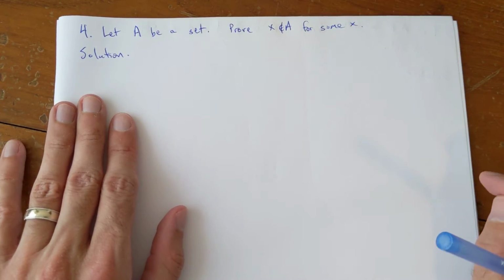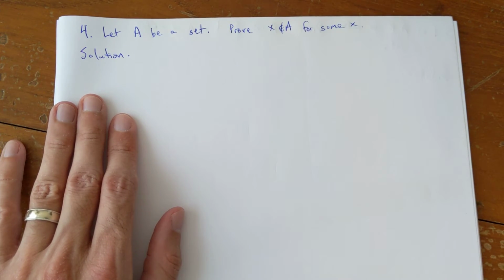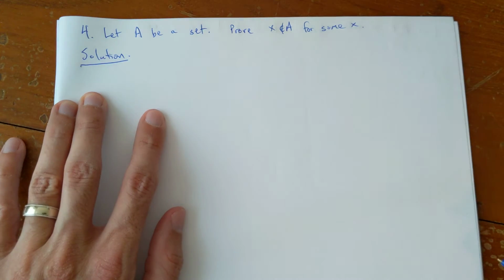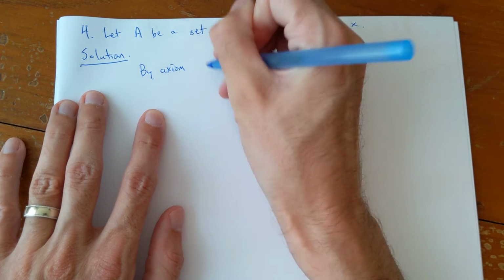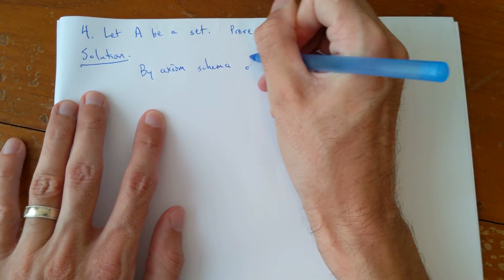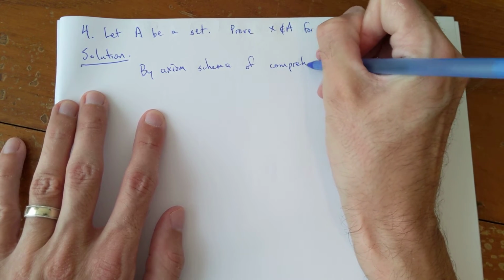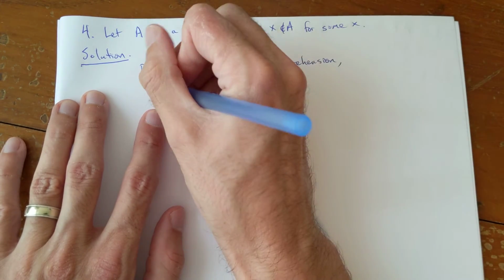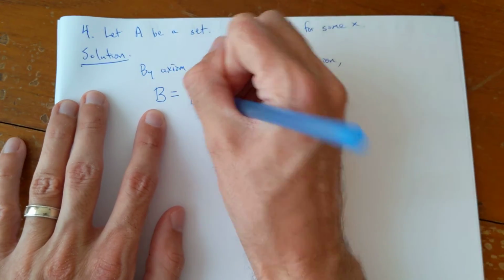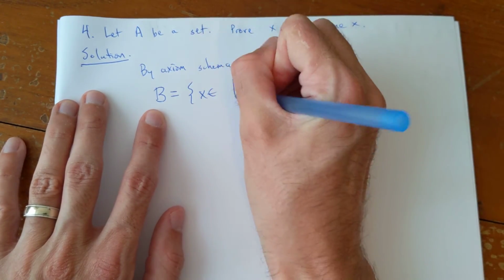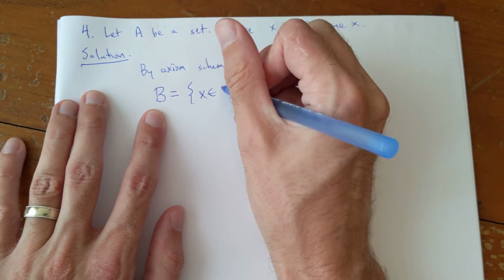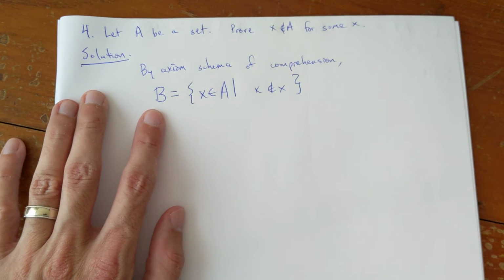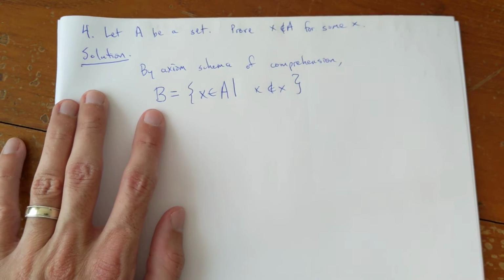Okay, let's move on to question 4. As I may have mentioned, this is just like Russell's paradox in disguise. Okay, so by axiom schema of comprehension, you can construct a set B to be the elements of A which are not elements of themselves. This is our property. Our set is A, and we get this set B. This is fine.